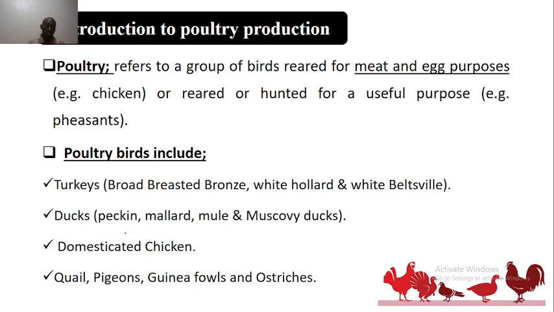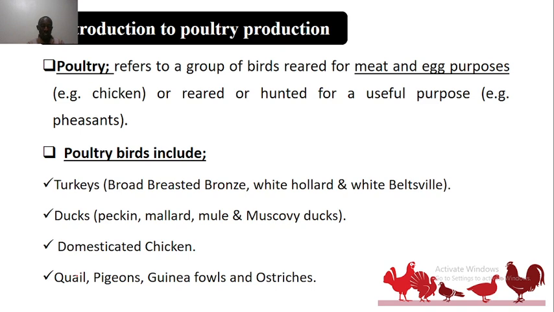We have the domesticated chicken. These are various breeds depending on the purpose. We have the dual purpose, we have the quails, rainbow, sasso. Then we have breeders, we have the Hubbard, we have Cobb 500. We have quail. Quail are small poultry birds with origin from Japan. For example, the domesticated quail is from Japan.